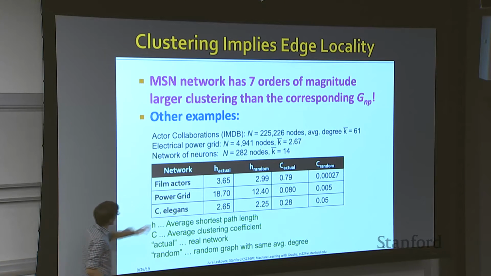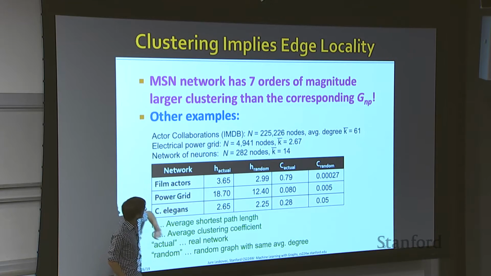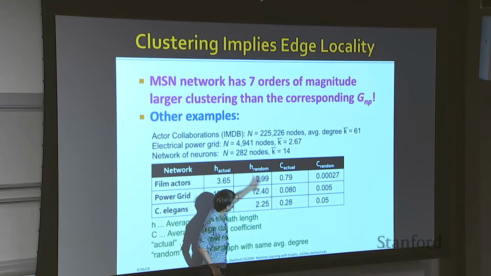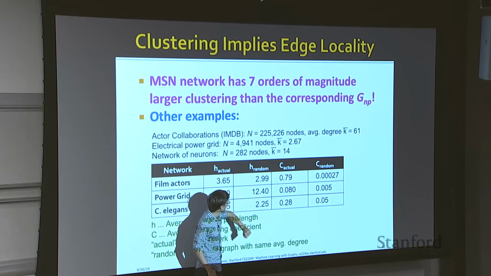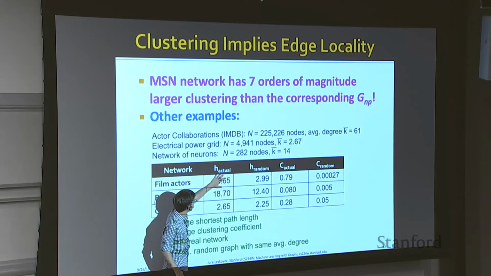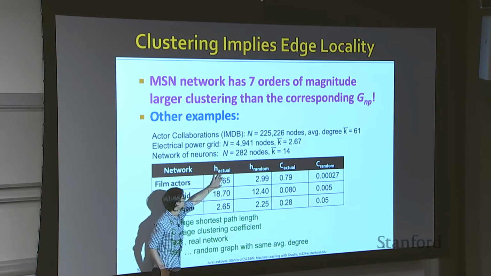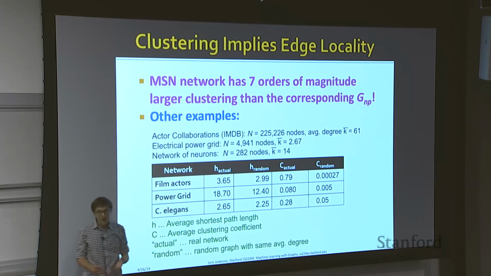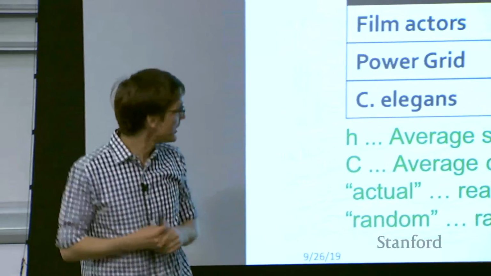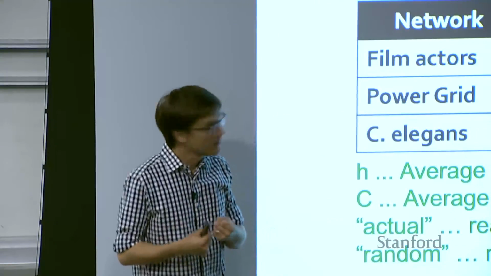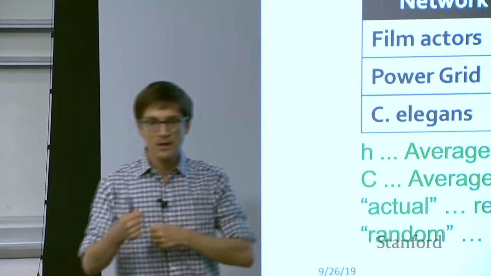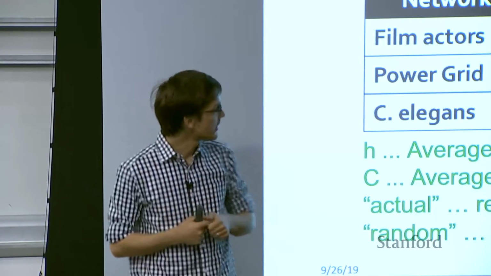So here are some other networks that I took that, for example, compare the shortest path length and the clustering between a random graph with the same number of nodes and same number of edges versus the real graph, which are labeled as H actual. Okay? One is a network created from IMDb, the Internet Movie Database, where every actor is a node, and two actors are connected if they co-appeared in a movie. So it's an actor collaboration network.